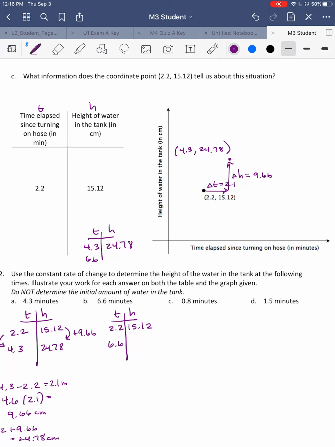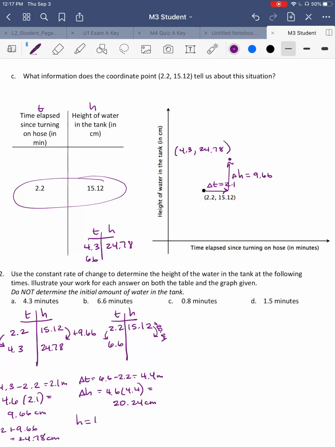I'm going to go back to my reference point of 2.2 minutes and 15.12 centimeters, just because that is going to actually help me later on when I'm looking ahead. I know where I'm going with questions 3 and 4. So we'll do this. To find my change in time, we do 6.6 minus 2.2, and we get 4.4 minutes. Then I need to find my corresponding change in height. I don't really have a ton of space here. I do that by doing my constant rate of change times my change in time, and that's going to get me my change in height of 20.24 centimeters. And that's what this is, so plus 20.24.